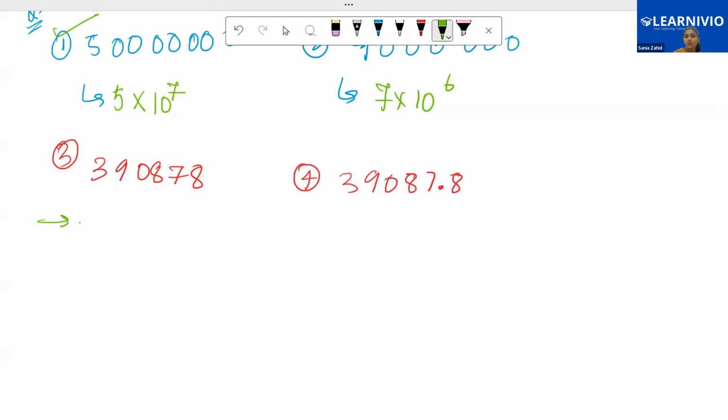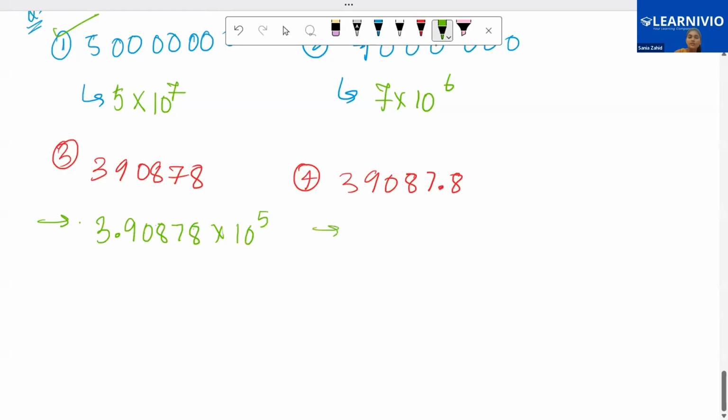So the third one you have, you do 3.90878. Okay. How many digits are there after the decimal? There is 1, 2, 3, 4, 5. So 5 places you've shifted. So it becomes 10 to the power 5.